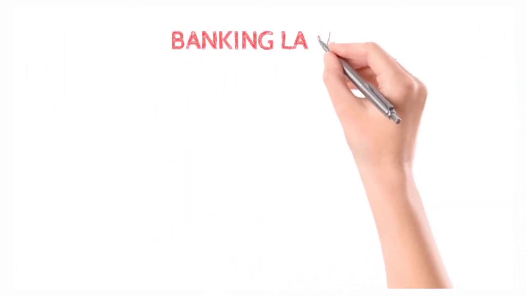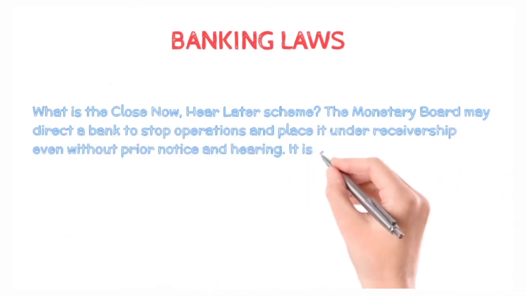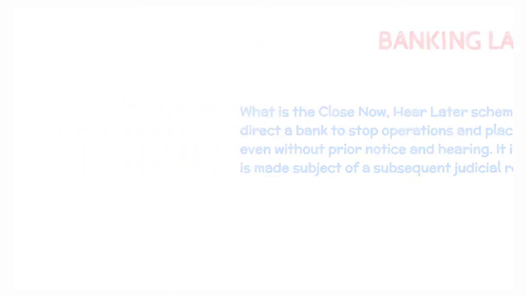Banking laws. What is the close now, hear later scheme? The Monetary Board may direct a bank to stop operations and place it under receivership even without prior notice and hearing. It is enough that such action is made subject of a subsequent judicial review.